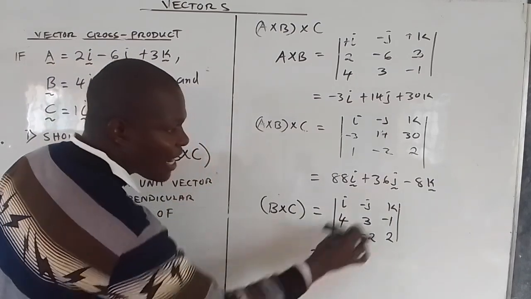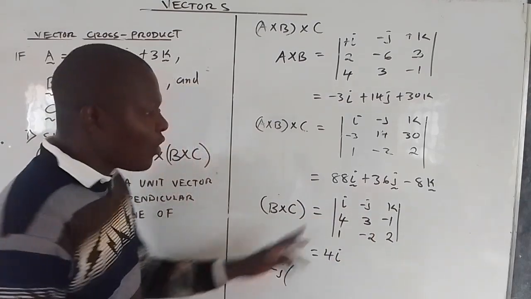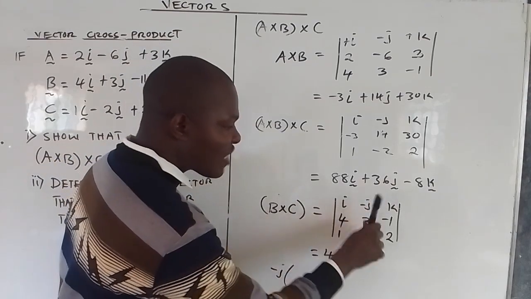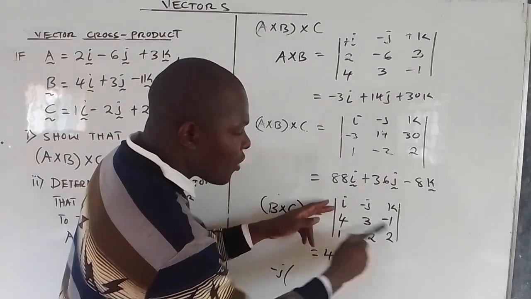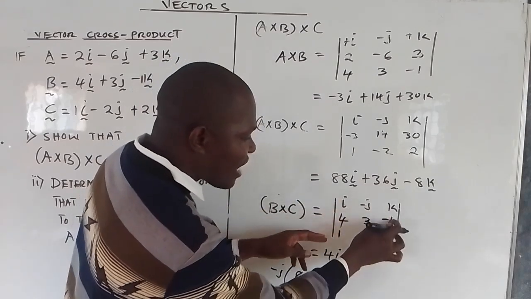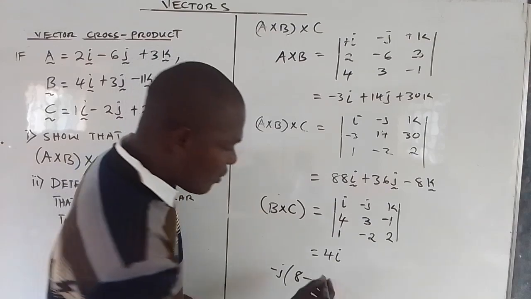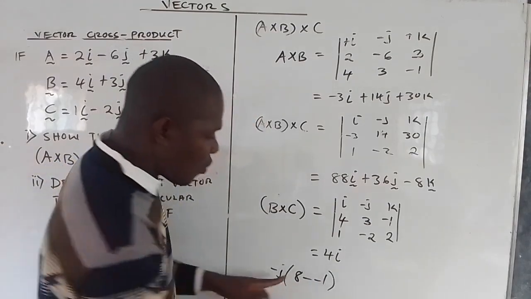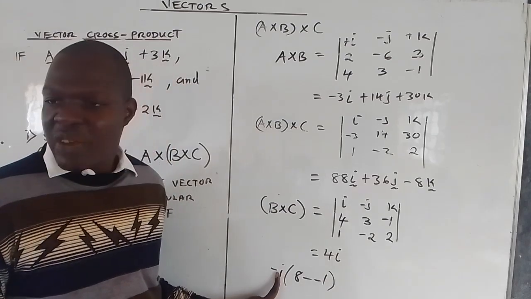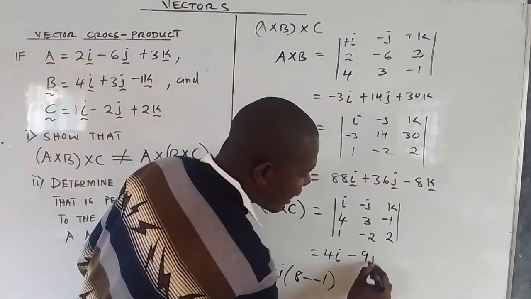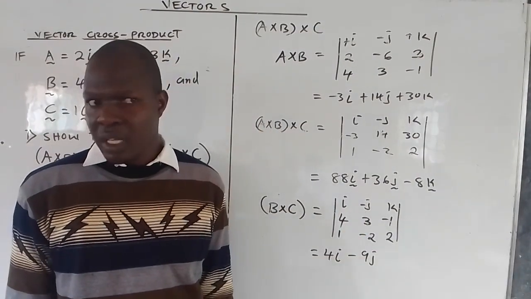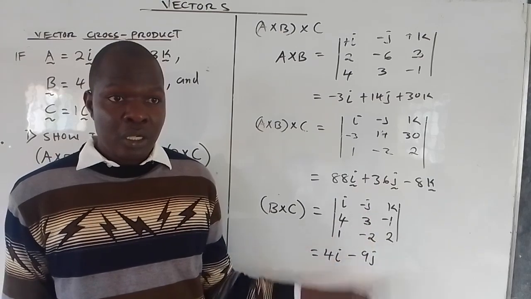So you go to the next one, negative J. J is in the first row and second column, isn't it? So when you block this first row and this second column, what do you remain with? 4 times 2, which is 8, minus, if you block this and this, minus negative 1 times 1, isn't it? So what is 8 minus negative 1? That is 8 plus 1, 9. So 9 times negative J, negative 9J. Never forget to negate J. Are we together? Yes. Never forget to negate J.